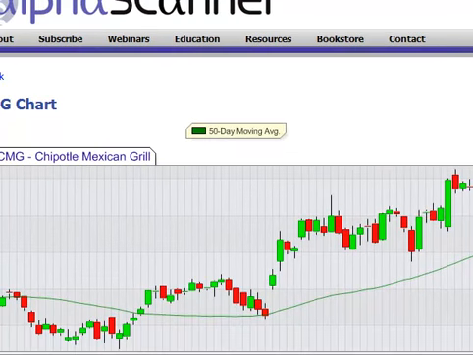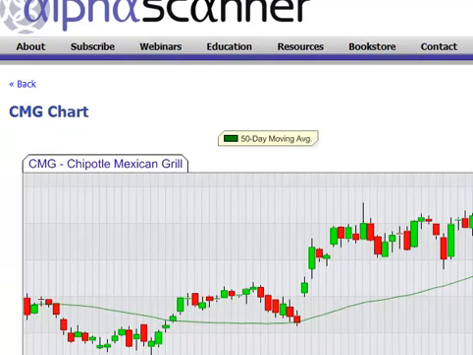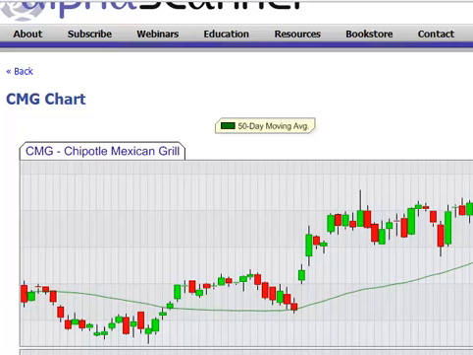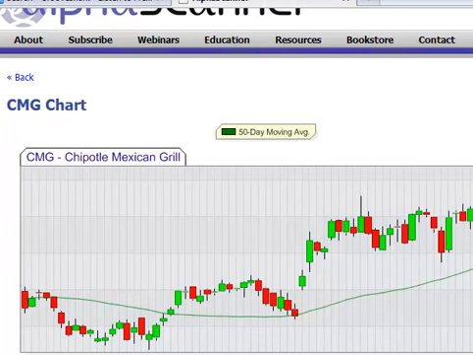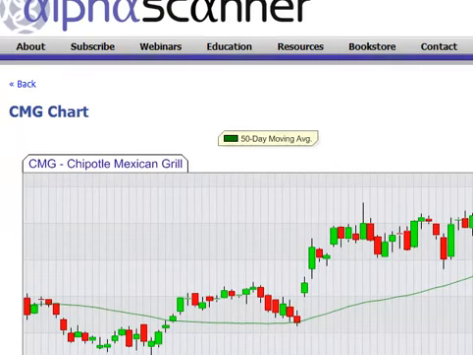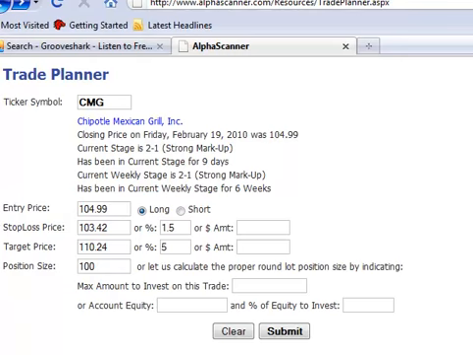So you can see this chart here, and we've got just a 50-day moving average on there. We've got some volume, and then down below it tells us what stage the stock is in. Unfortunately, I've got to resize this, apologize for that. But let's just go back to the planner itself, because what we see here is that it's telling us that we are in a stage 2 uptrend.